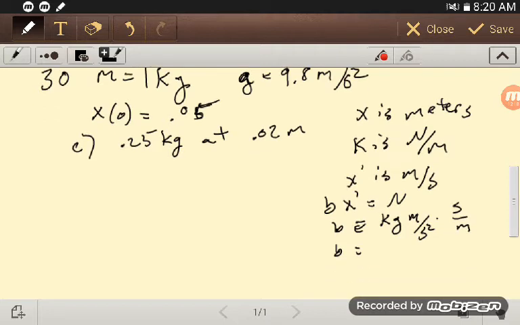And so B is kilograms per second, I guess. So that's one way to help you out, because again, what they told you was 25 kilograms at 0.02 meters per second, I think it was. And so I gotta make sure my units are correct here.